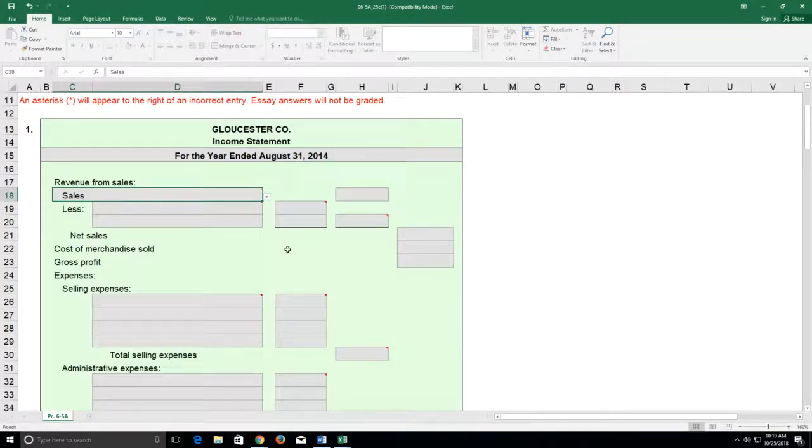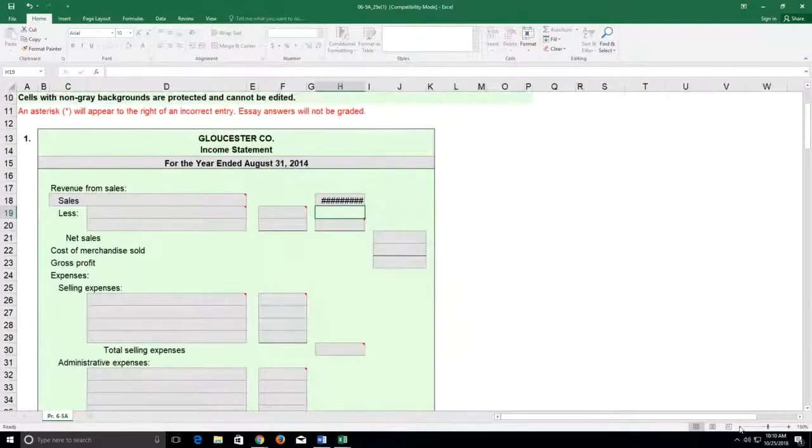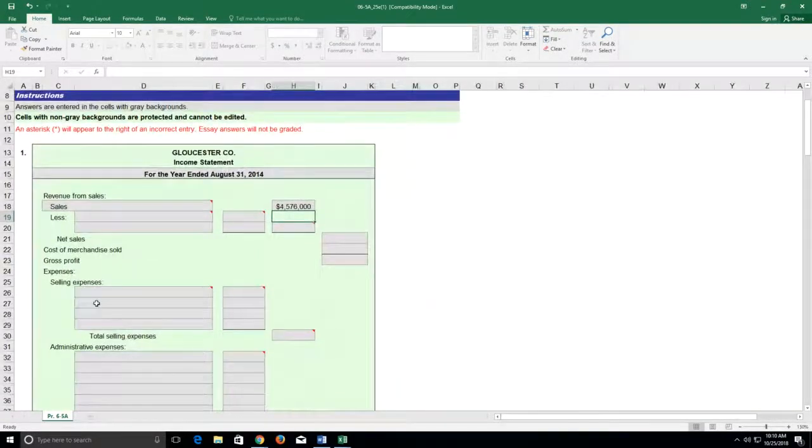All right, it says that our sales, but I like numbers, is $4,576,000. I'm zoomed in so far that it's not going to show y'all the numbers, so I'm going to zoom out a little bit.